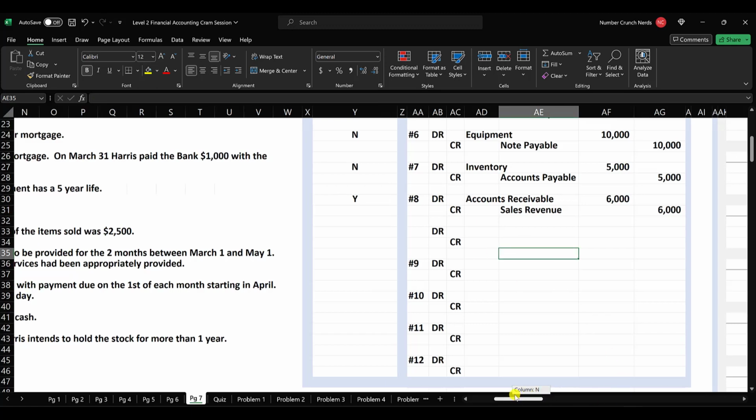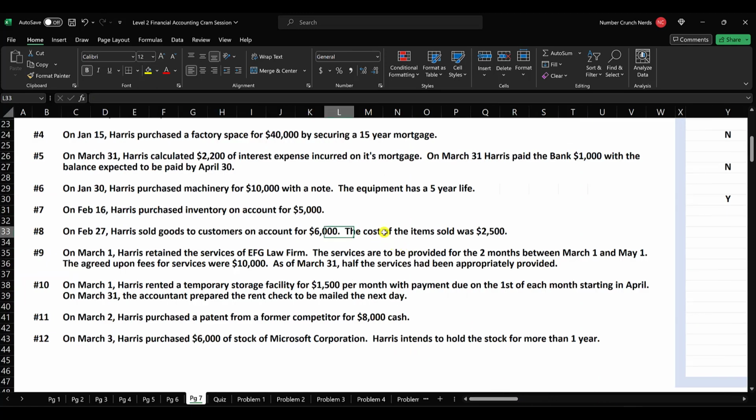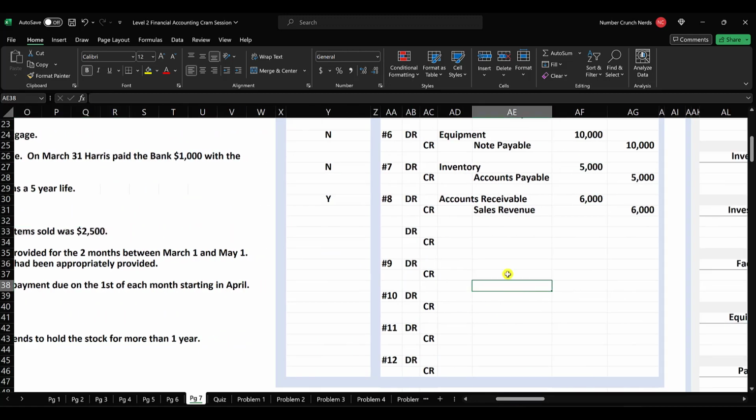All right, but there was another part of this entry, wasn't there? The cost of the items sold were $2,500, right? Cost of the items sold, meaning the cost of goods sold. That is a term you're going to start to hear a lot in your accounting classes. Cost of goods sold is an expense. That is the cost or expense of what you sold. So expense increases with a debit. That was cost of goods sold increasing.